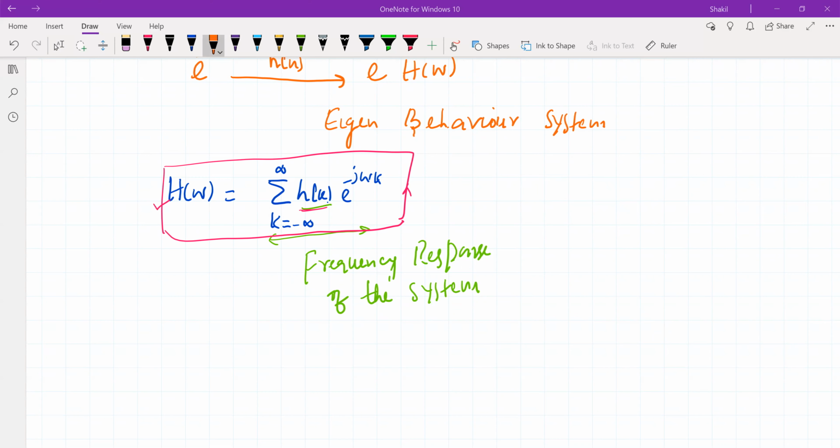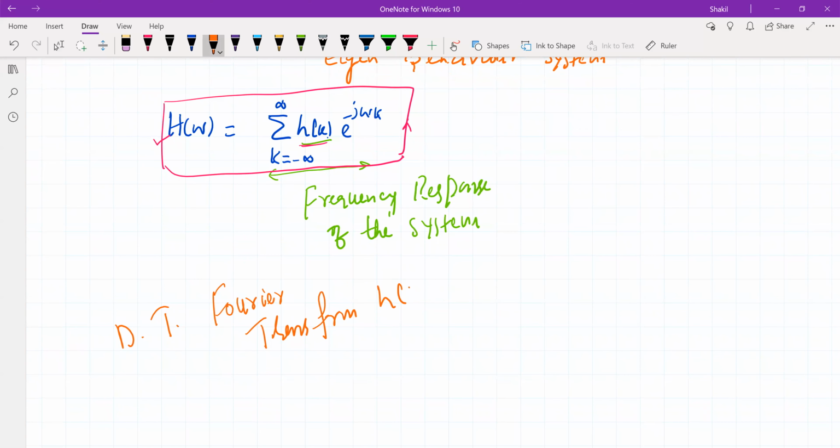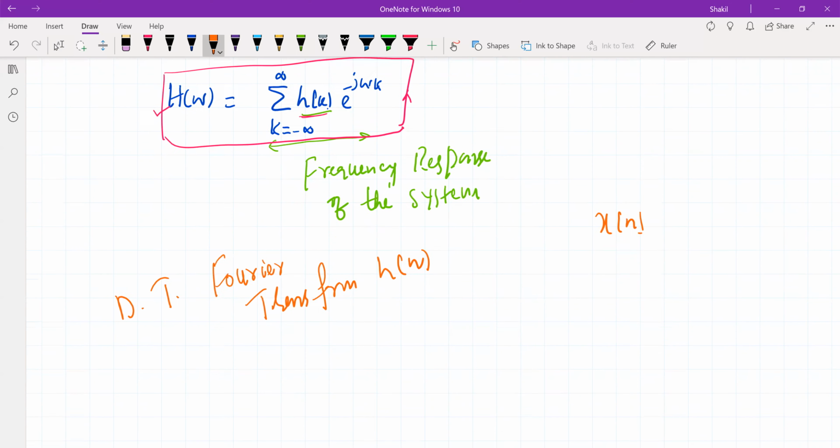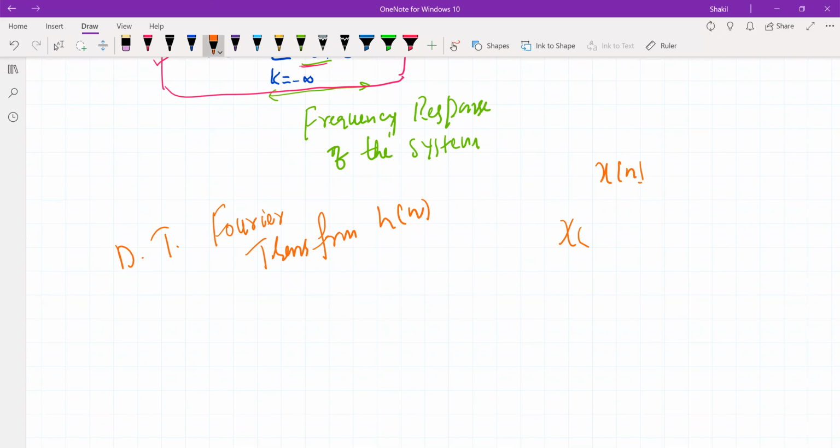This is actually the discrete time Fourier transform of h of n. H of n is a signal, by the way. So the Fourier transform of any sequence x of k means the discrete time Fourier transform, X of omega. You can use n or k, it is one and the same thing.